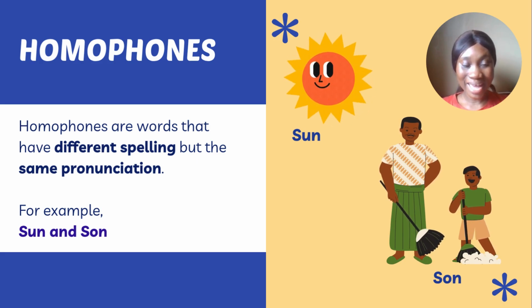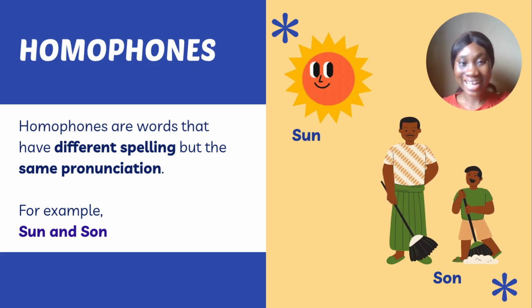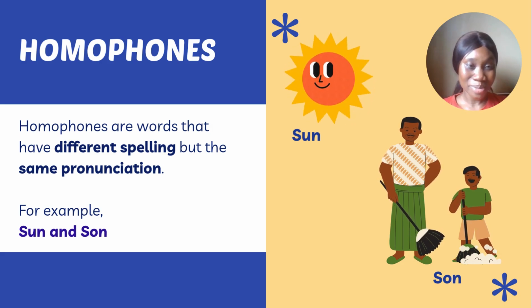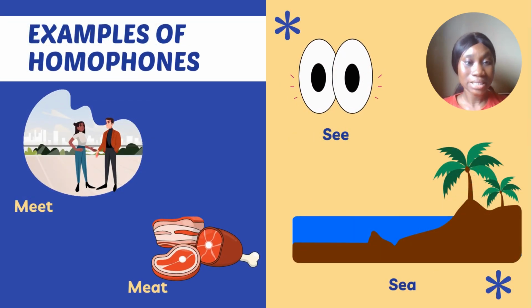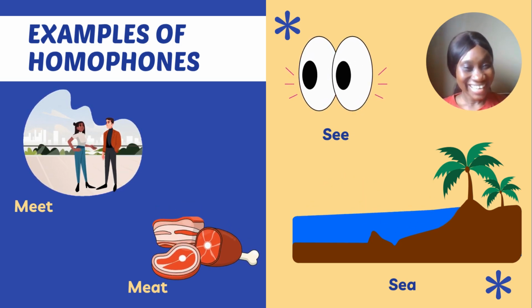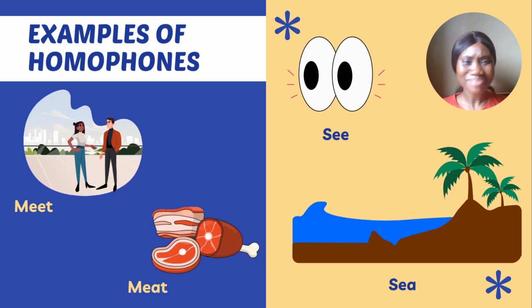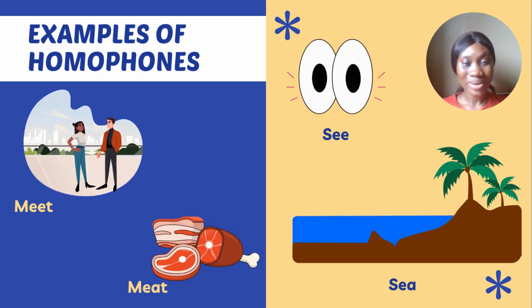Example, sun. The sun up in the sky, shining bright, burning hot. And then we have son, father and son. The male child is called a son. So can you see? They have different spellings, sun and son, but they sound the same. Looking at more examples, we have meet and meat. Meet as in, oh, hello, I'm Miss Anne, nice to meet you. And then we have meat. Whenever you eat rice and stew, you take meat as your protein. So you can see the different spelling, but they sound the same.